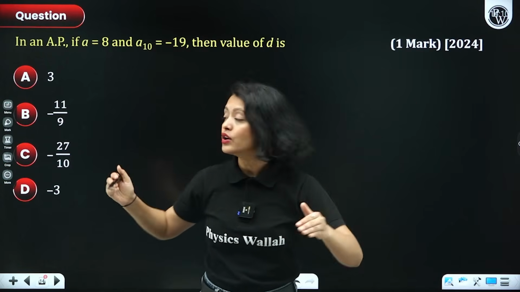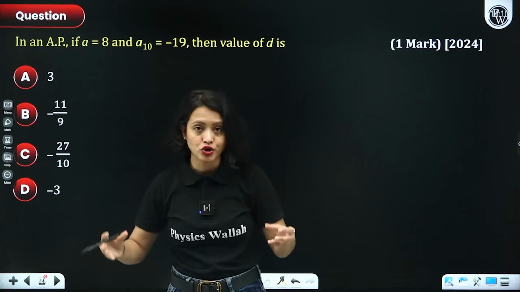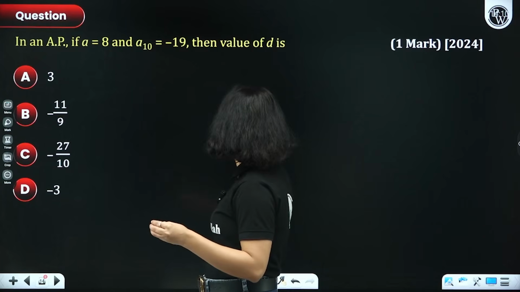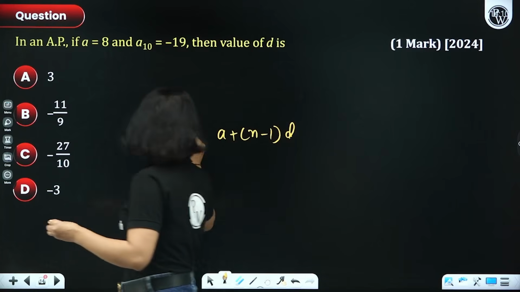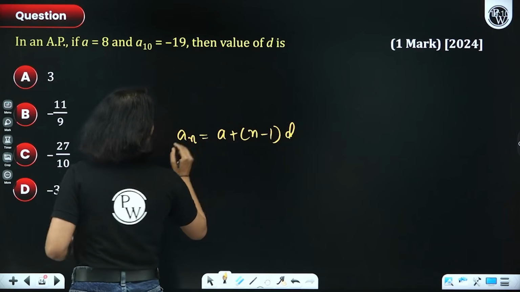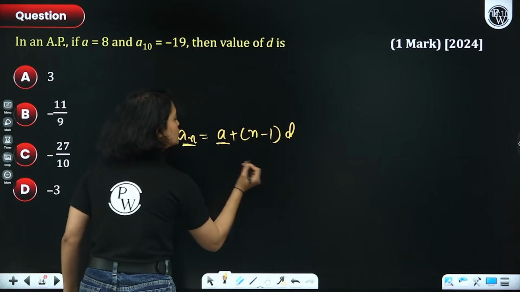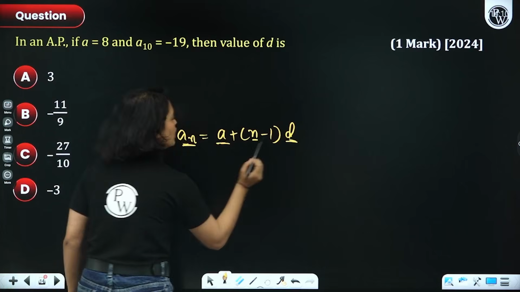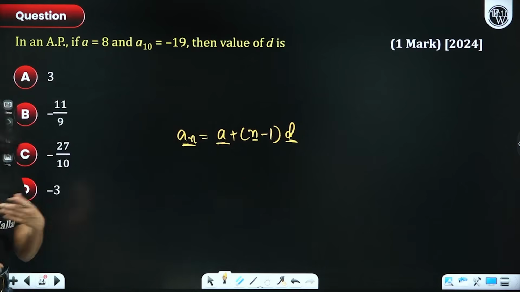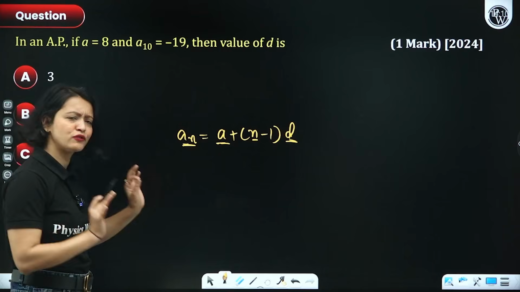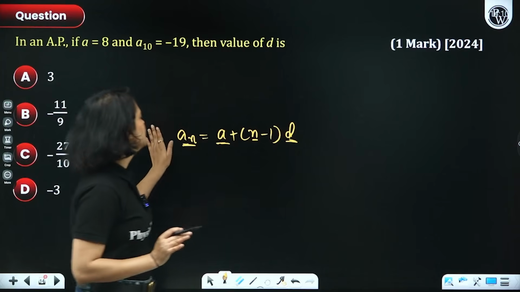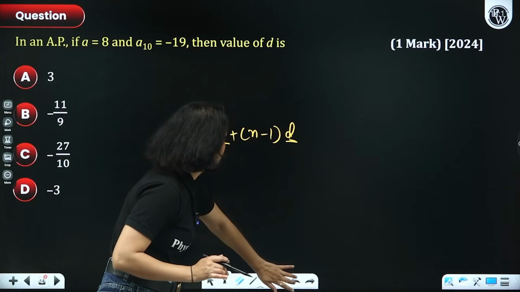So basically you could get a question in which, in this formula A plus n minus 1 d, how many variables do you have? 1, 2, 3, 4, right? So 3 things would be given, the 4th thing would be asked. These types of questions are very simple, just formula based. So here let's just start doing it.